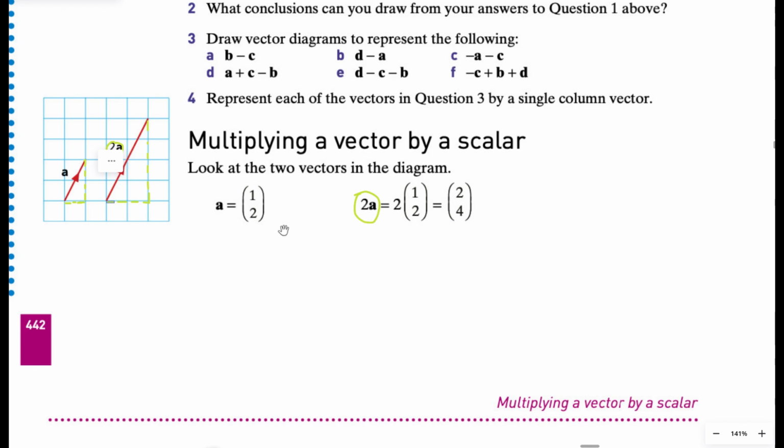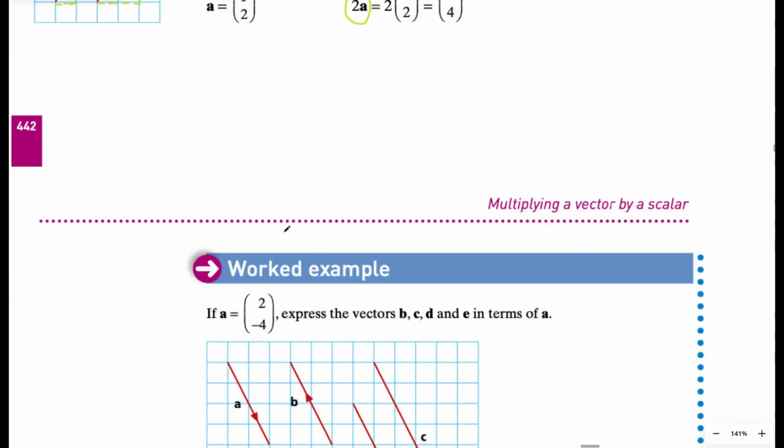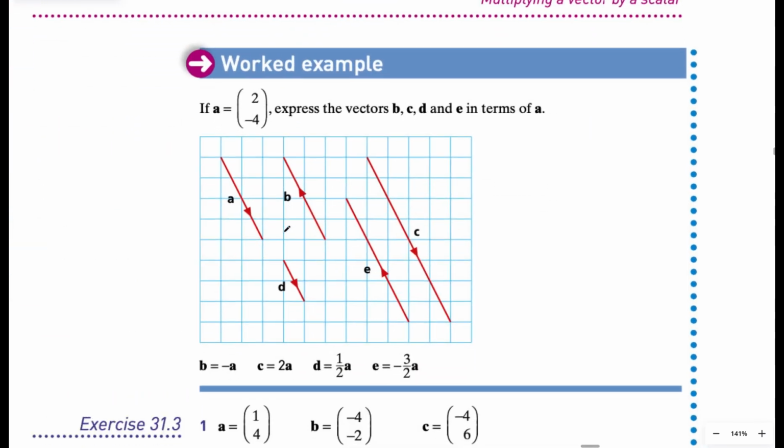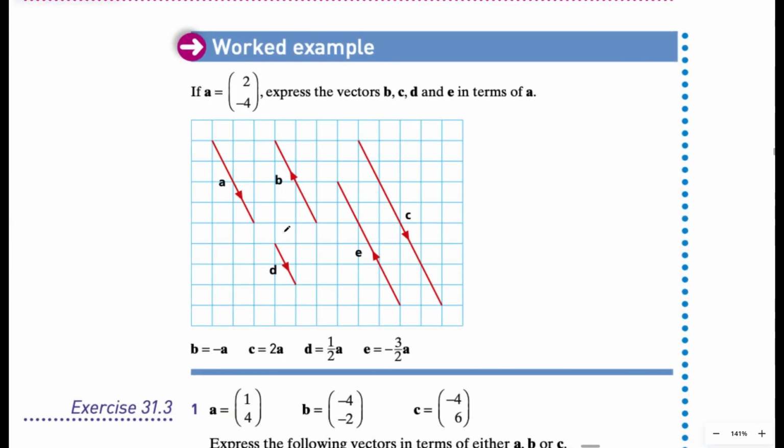That's simply scalar multiplication of a vector. Okay, now let's move on. Let's take a look at a worked example. If vector A is 2, -4, express vectors B, C, D, E in terms of A.